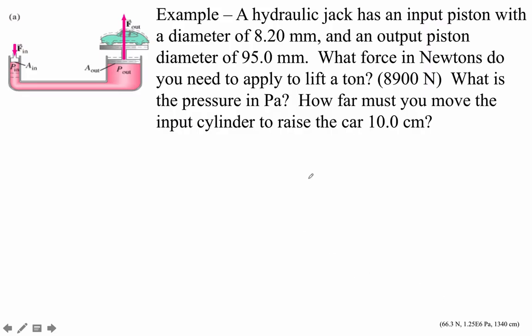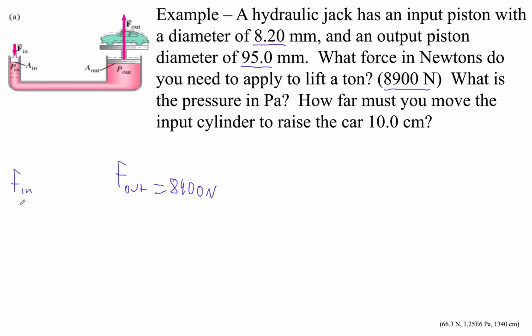So this hydraulic jack has an input piston. This is a small piston, right? It's about 8.2 millimeters, so less than a centimeter across. And then the output piston is almost 10 centimeters across, almost. 100 millimeters would be 10 centimeters. What force in newtons do you have to apply to lift a ton? And a ton of weight is 8,900 newtons, right? So we'll call this force out. So force out is 8,900 newtons. And then force in is what we're trying to find out.